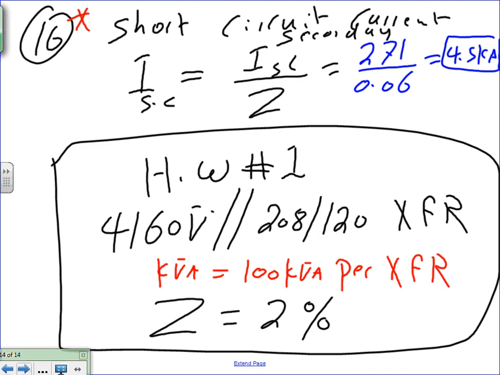pure transformer. So how many of them do I have? How many transformers do I have here? 3. So I have 100 kVA per transformer. They're single phase. There are 3 of them. Here's 1, there's 2, and there's 3. 3 single phase transformers banked together to give you a 3-phase system. The impedance of this system is 2%. What do you need to do?